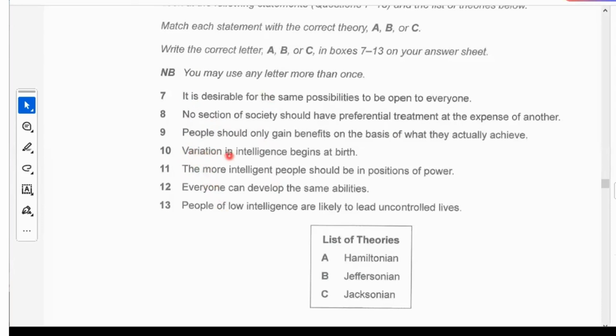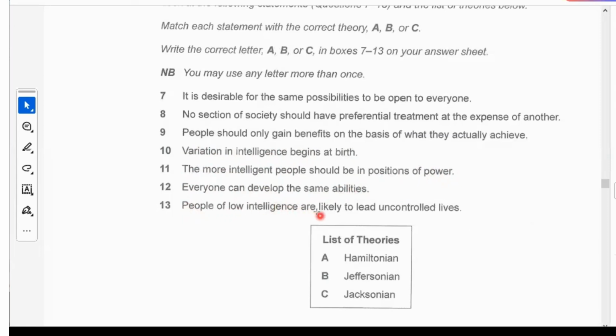Number 10: Variation in intelligence begins at birth. Birth is a keyword here. Begins is a verb. It's also a keyword. Variation is another keyword. Variation in what? Intelligence. Number 11: The more intelligent people should be in positions of power. More intelligent, that's an adjective to qualify people. Positions of power, that's another keyword. Number 12: Everyone can develop the same abilities. Everyone is a keyword here. Develop is a keyword here. Same abilities, that's another keyword. Those words are keywords.